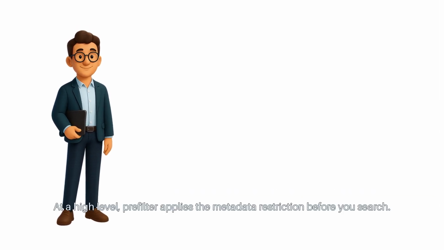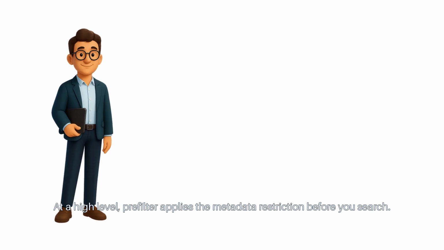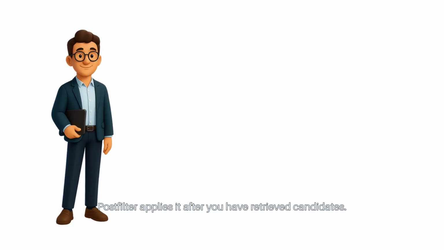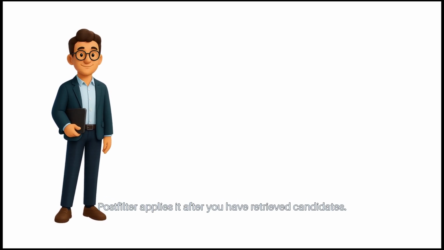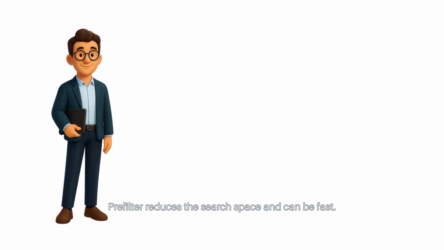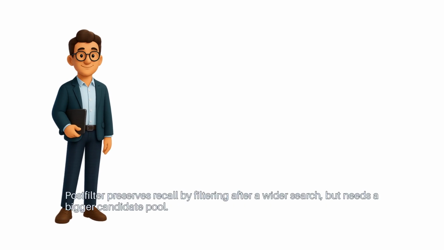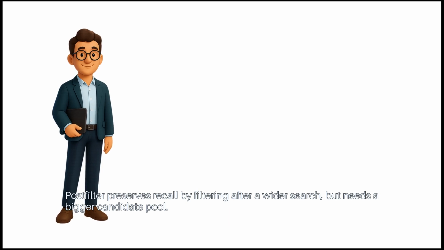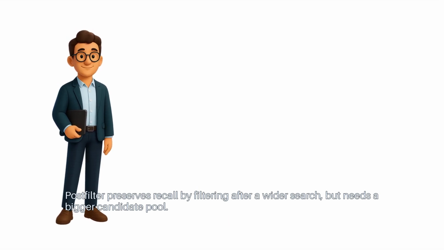At a high level, pre-filter applies the metadata restriction before you search. Post-filter applies it after you have retrieved candidates. Pre-filter reduces the search space and can be fast. Post-filter preserves recall by filtering after a wider search, but needs a bigger candidate pool.